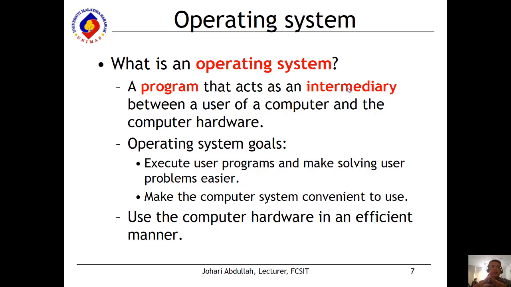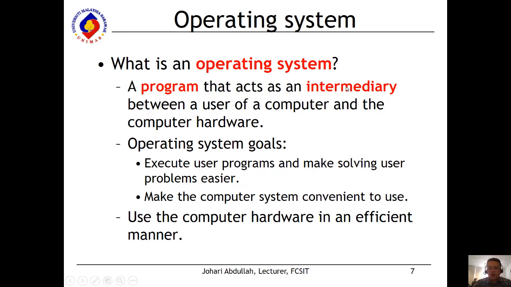Now, the next thing that we want to see is about the operating system. You have gone through the operating system concept in detail in your first year, second semester if I'm not mistaken. But what is the definition of an operating system? Now, an operating system is a program, as we discussed previously. The operating system is a system software. So it's actually a program that acts as an intermediary. This is actually very important.